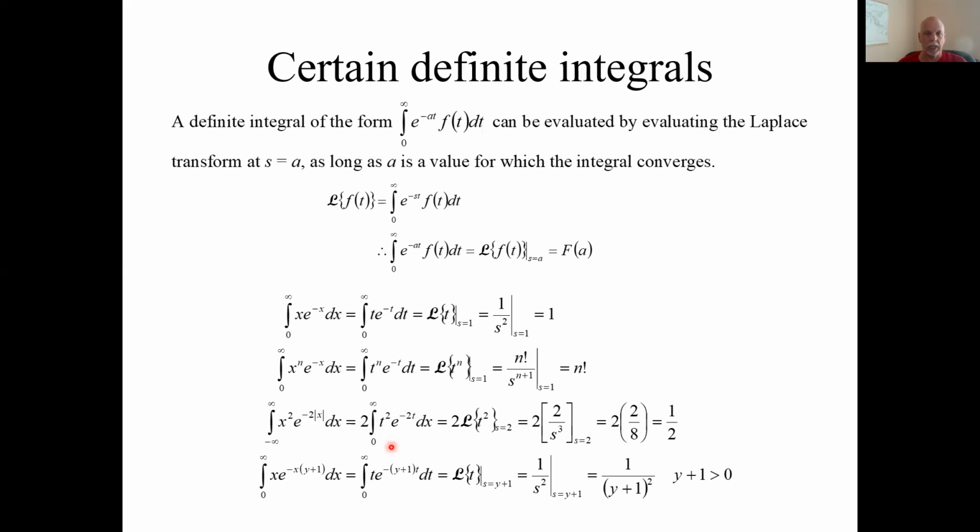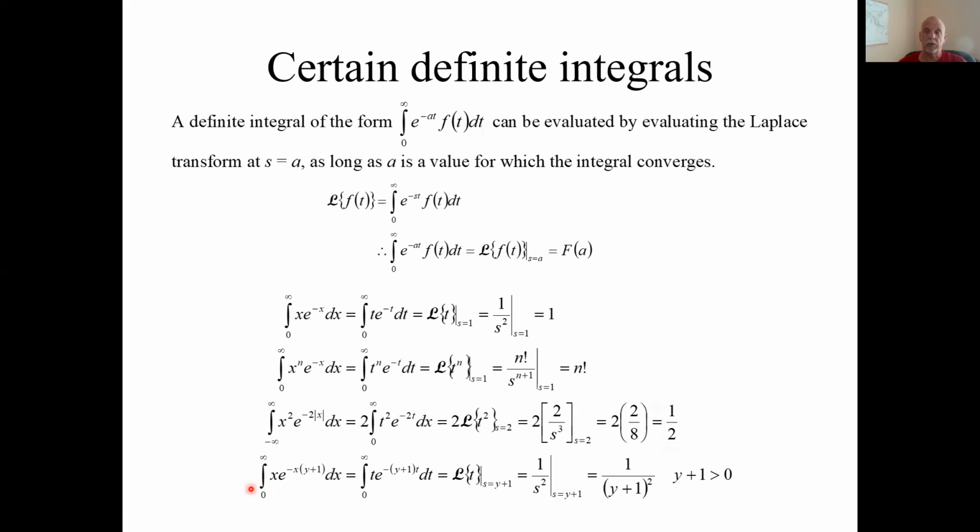So here now we can look it up. Here a is now 2, and the time function is t squared. Still have the 2 out in front. So there's the 2 out in front, the Laplace transform of t squared evaluated at s equals 2. T squared is in the table. Plug in 2 for s. It's a half.